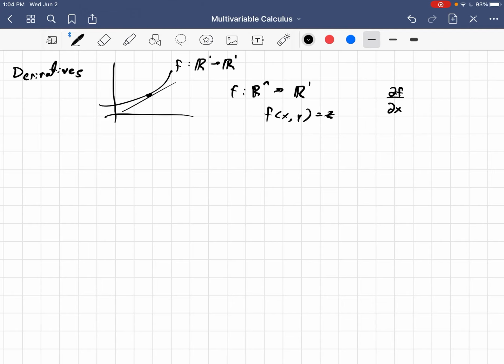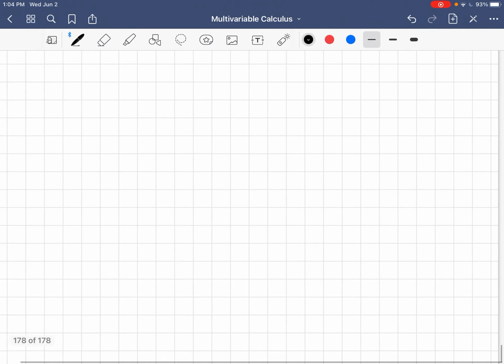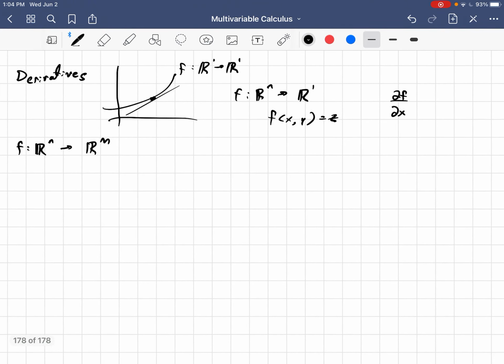In essence, though, we're faced with the question of, if we have a function f that has an n-dimensional input space and, say, an m-dimensional output space, how do we measure change? Because if you try to imagine what a function like that would look like, it would output not a number, not a scalar, not a point. It would output a vector, right? An m-dimensional vector.